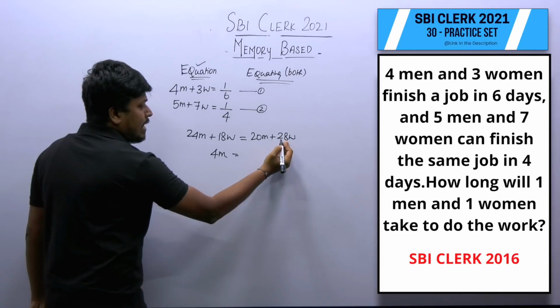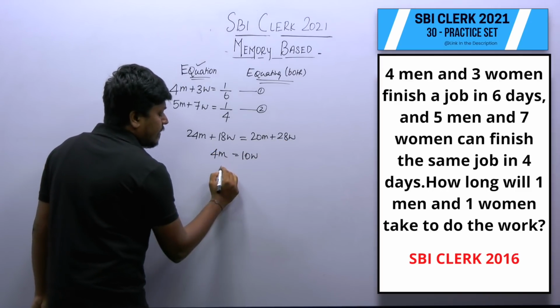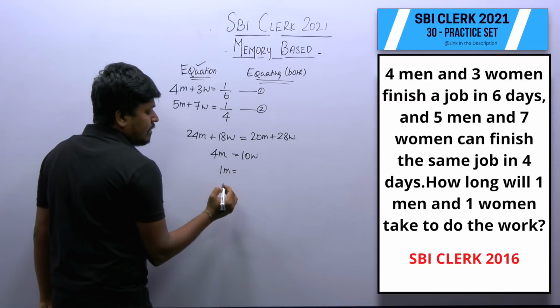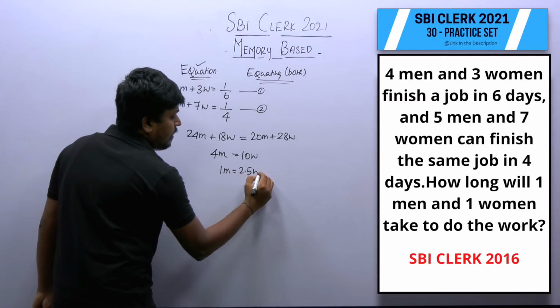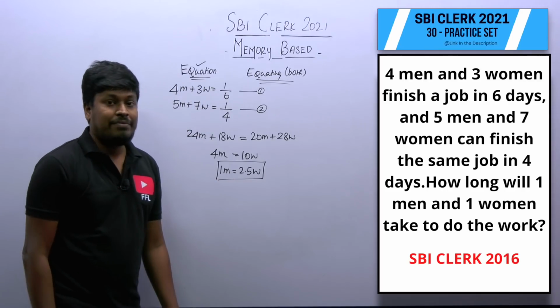So here 28 women, 18 women. If you subtract, the resultant will be 10 women. So finally I can say that 1 man is equal to 2.5 women. Yes or no? Right? So 1 man is equal to 2.5 women.